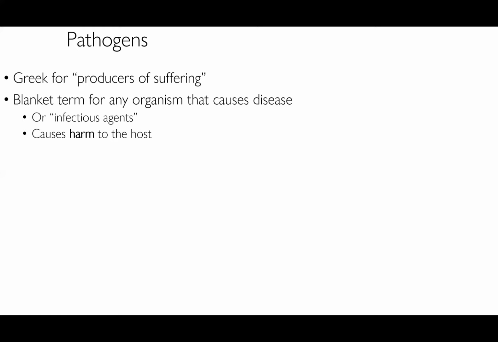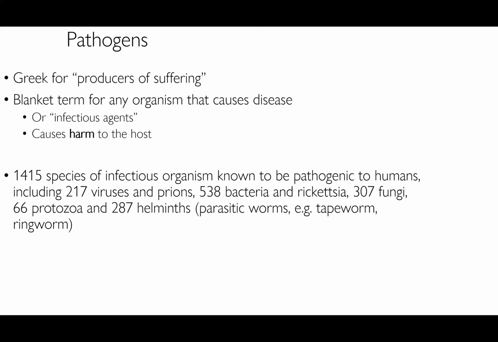And so pathogen is actually derived from the Greek word for producers of suffering. It's a blanket term for any organism that causes disease or any infectious agent. Basically, you have to cause harm to the host. So as far as we know right now, there are about 1,400 species of infectious organisms that are known to be pathogenic to humans. I'm sure there are many more that are known to be pathogenic to animals and other organisms as a whole. Of those 1,400, there are 217 infectious viruses and prions. So prions are sort of like viruses. They're not living, but they're infectious proteins. They have no DNA. They're just proteins that have gone bad and cause infections.